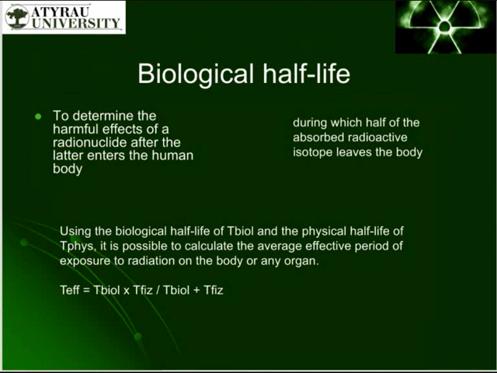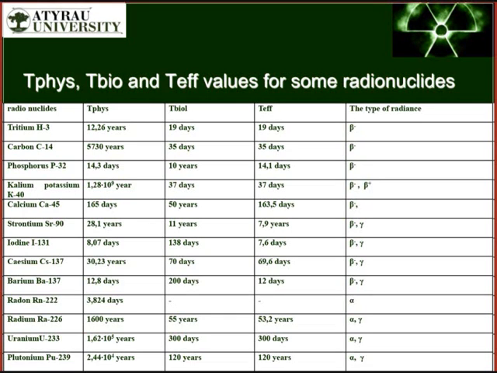To determine the harmful effects of a radionuclide after it enters the human body, the so-called biological half-life is established, during which half of the observed radioactive isotope will leave the body. Using the biological half-life, T biological, and the physical half-life, T physical, it is possible to calculate the average effective period of exposure to radiation on an organism or any organ. The effective half-life characterizes the time interval during which the body tissues were exposed to radiation due to the decay of the observed radionuclides. The table shows the values of T physical, T biological, and T effective for some radionuclides.